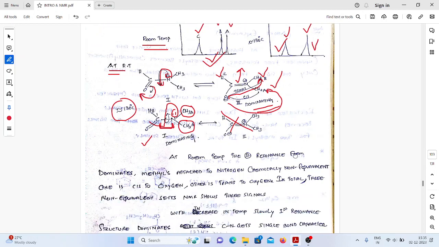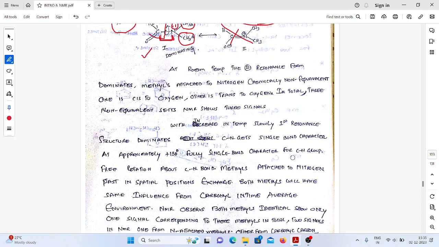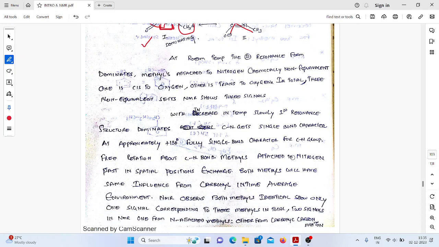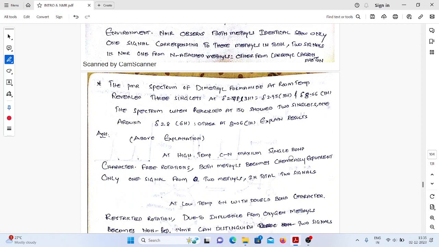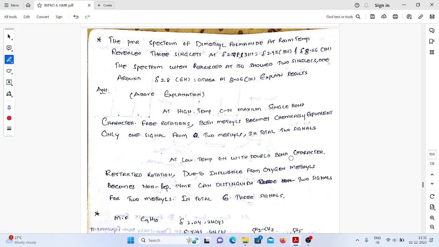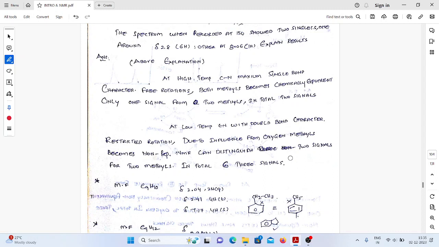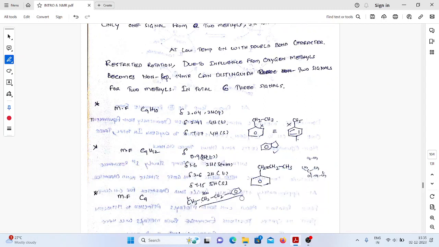This is commonly called dynamic proton NMR. For your understanding, the notes are given here. In this way, we can identify the situation. Accordingly, for each and every kind of moiety, you can identify the effect of higher temperature and lower temperature. Here are some examples you can try.